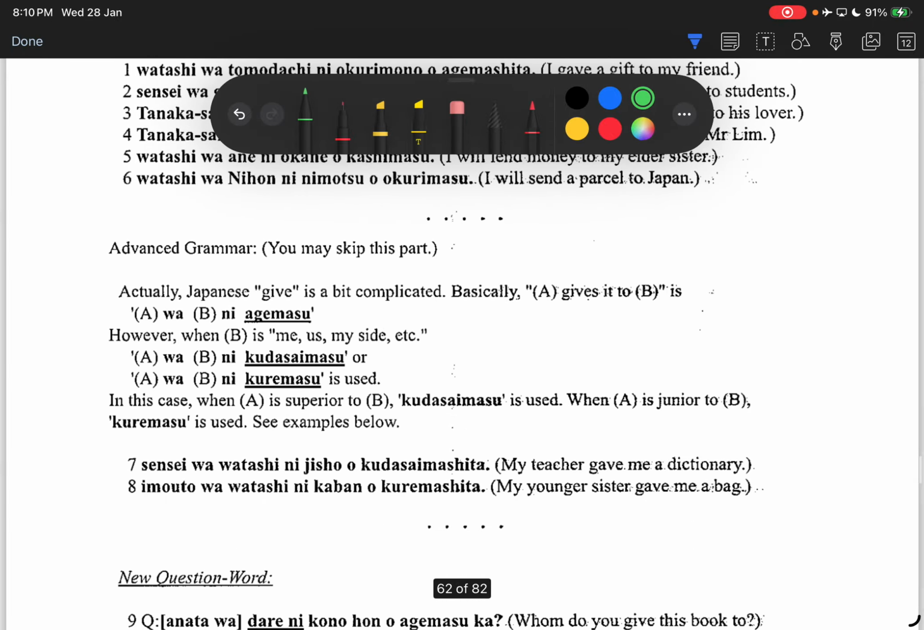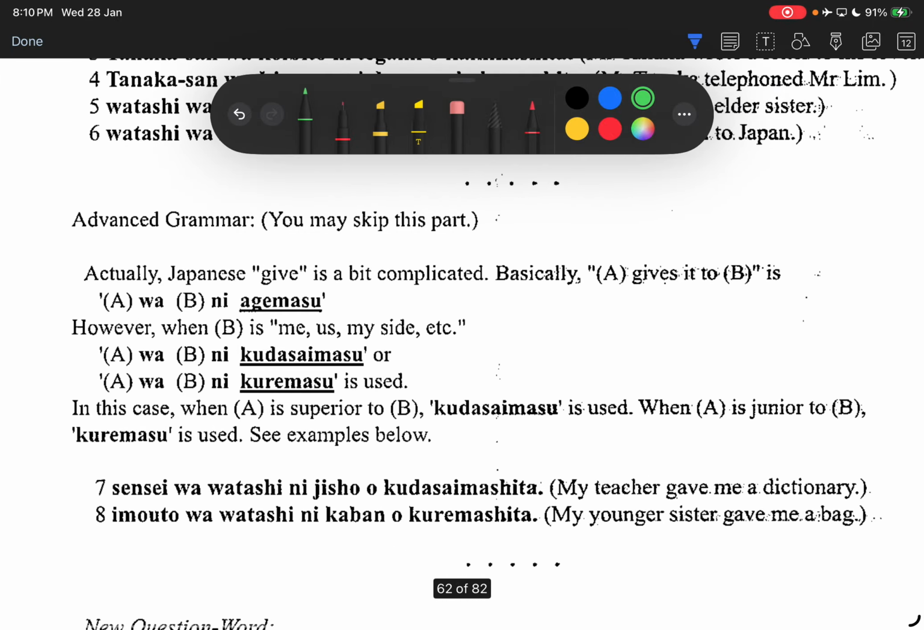So over here, the advanced grammar part is basically what I just explained. Right, advanced grammar is what I've explained above. So A wa B ni agemasu. So basically, agemasu is to give. But however, when it is me, that means it concerns you as the recipient, you are the one receiving, we use kuremasu. But however, if the person who is giving you something is higher up, then we change kuremasu to kudasaimasu.